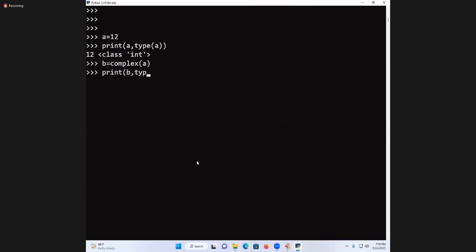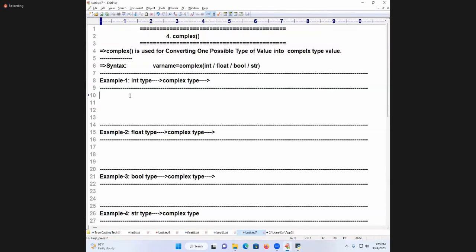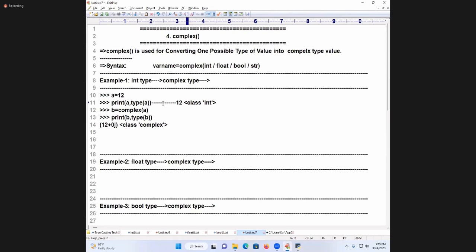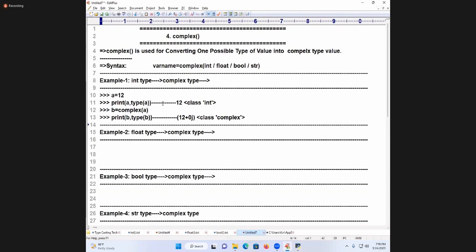Come on now. B comma type of B. B dot real. It is called what? 12.0. You should remember the subject, students. Otherwise, it is difficult. If you don't remember the subject, you should not take a coin and go for head and tail, head means true, tail means false. You should not go like that. So this is a subject of what? Which type? Possible or not possible? Possible.